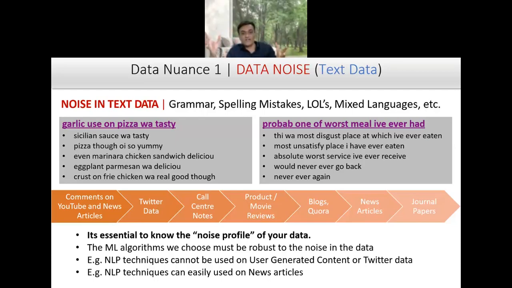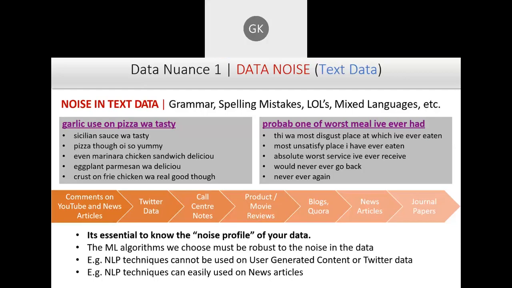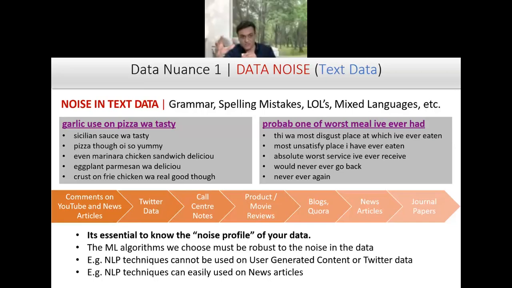But we never know how the data has been generated. Once you are given a data set, it is your job to understand these data and try to find out the useful information to drive a better decision. Read the first block where it is written: garlic use on pizza was tasty. S is missing. Then it is written Sicilian sauce was tasty. S is missing. Pizza dough is so yummy. Even Marinara chicken sandwich delicious. Eggplant parmesan was delicious. S is missing in most of the things.